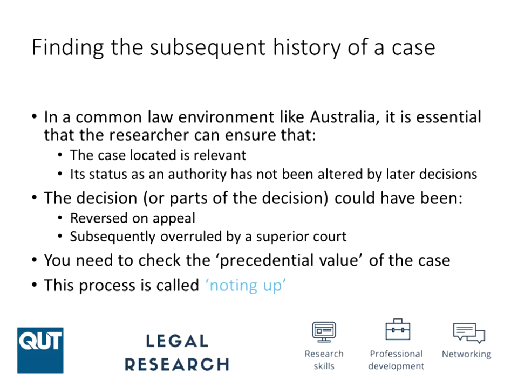So what can happen is that the decision or parts of a decision, not necessarily the whole case, could be reversed on appeal, and you read about that in the press quite often, that the decision is reversed once there is an appeal. It can be overruled by a superior court. So remember that the hierarchy of the courts is really important. So you do need to check up on what they refer to as the precedential value of the case.